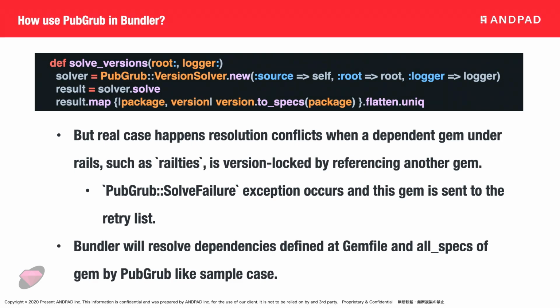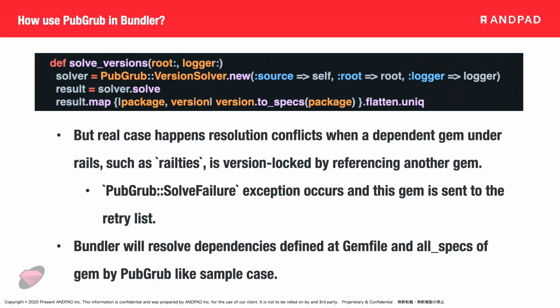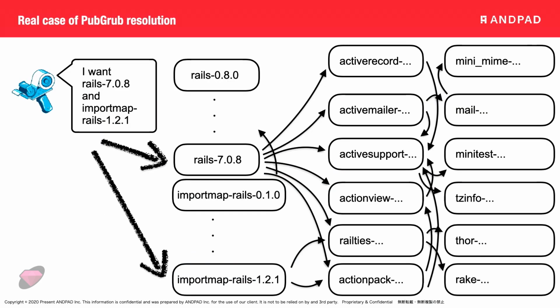In solve_versions, the various information created by setup_solver is passed to PubGrub, same as my simple example. Self is passed as the source, and this self contains information such as all_specs introduced in the previous slide. I illustrated them. So it's complex. Bundler has all the dependency gems declared by all the versions of Rails and importmap-rails like this. So it's truly complex for the resolver.